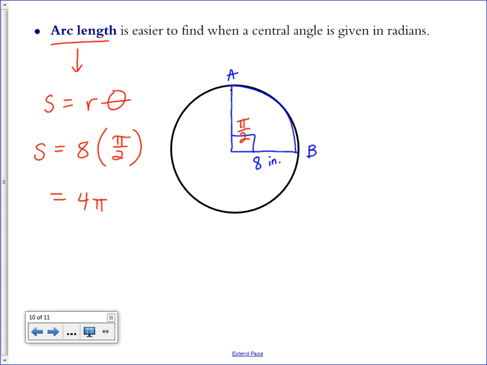And the units on that are the same as the units of the radius, because arc length is just a measurement of length, same as radius is a measurement of length. And so we take that shortcut. It's a lot easier than finding the whole circumference of the circle and then multiplying by a ratio. So it's a shortcut formula that you can use when your central angle is given to you in radians. That is all.